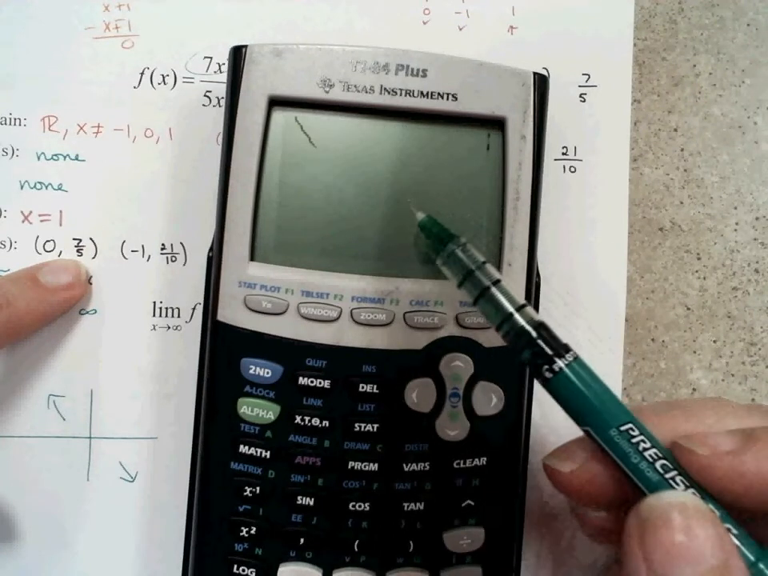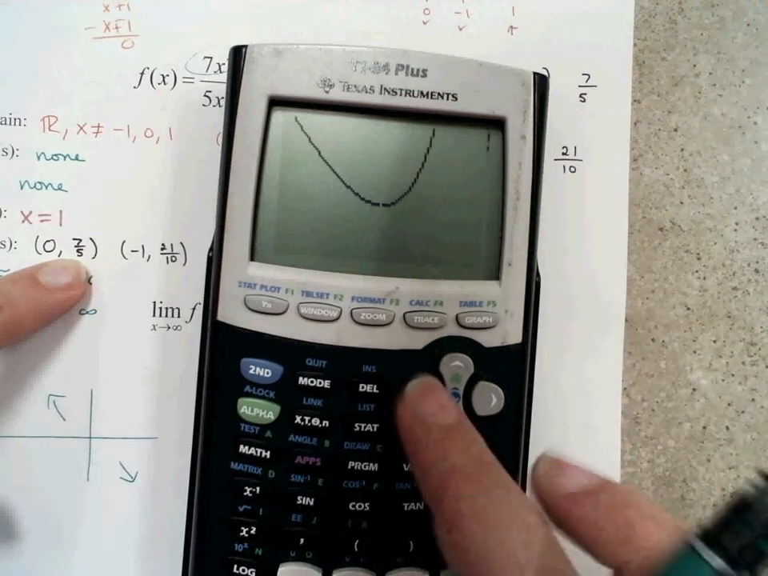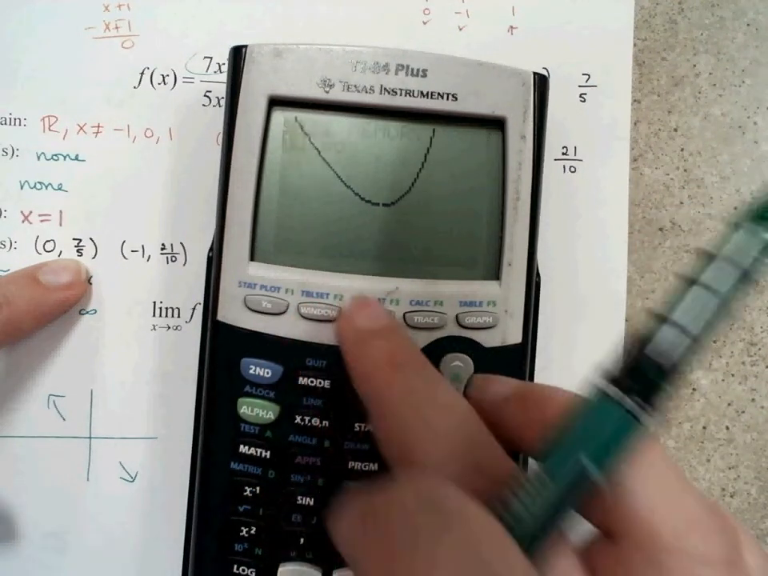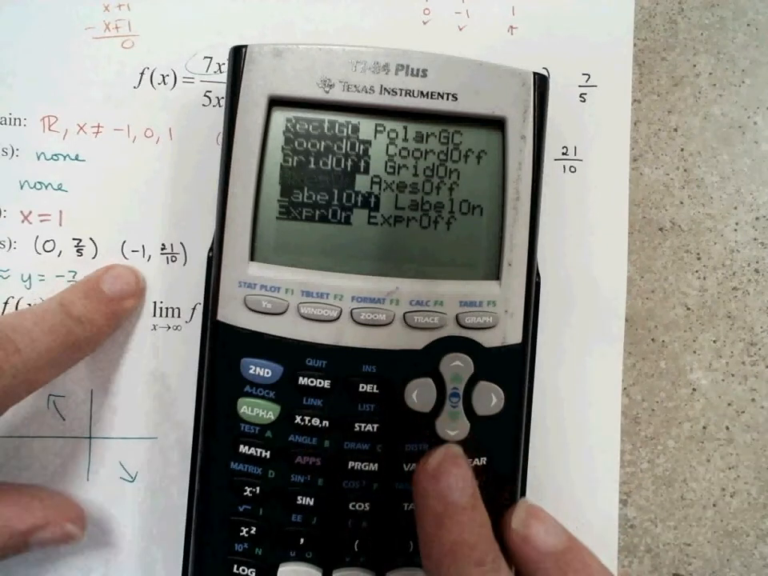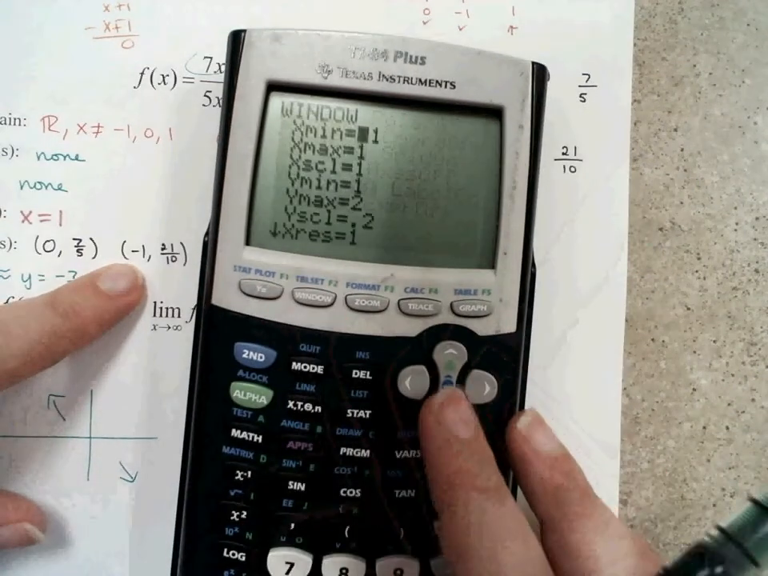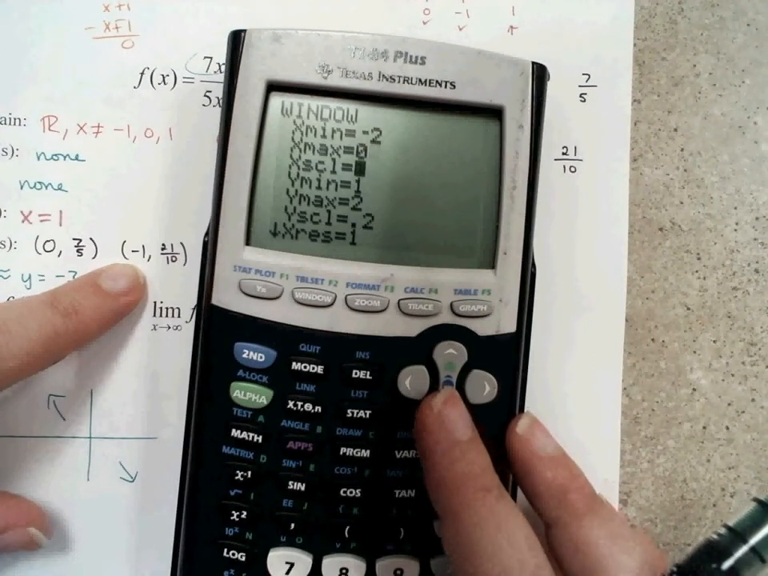Oh, axis off. There we go. Okay, so I took off the axis, and then you can see the hole in the graph. Okay? I'm going to change that just so I don't forget. And then the other one is at negative 1, so we're going to go negative 2 and 0.